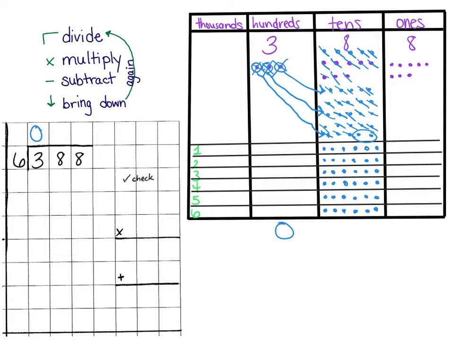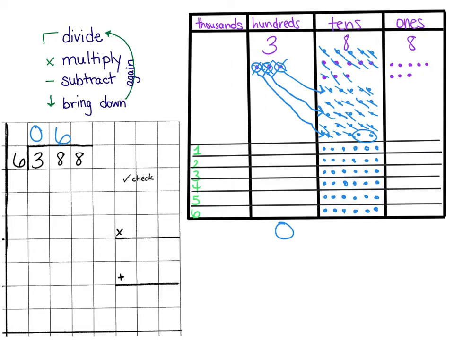So let's check our work. When we divided 38 divided by 6, we got 1, 2, 3, 4, 5, 6. There's 6 in each group. There's 6 here, 6 here, 6 here. So our answer is 6. 38 divided by 6 is 6.